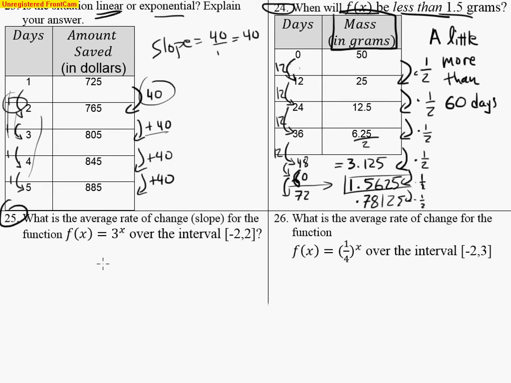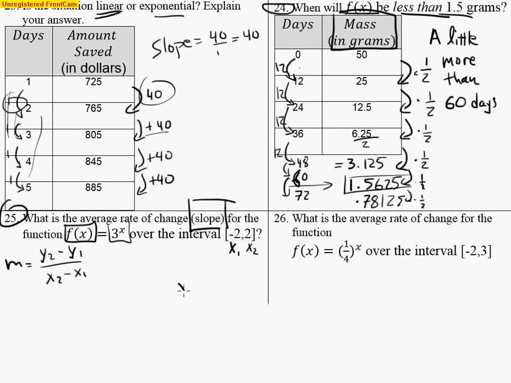On 25, if I want to find the slope, I'm going to have to use my old slope formula, where slope is y2 minus y1 over x2 minus x1. I'm given an interval of x's, so this is going to be x1, this is going to be x2. What I have to do is find my y's when I have those x's.